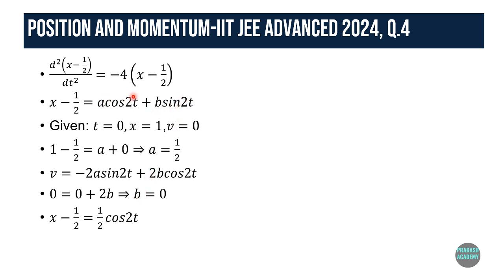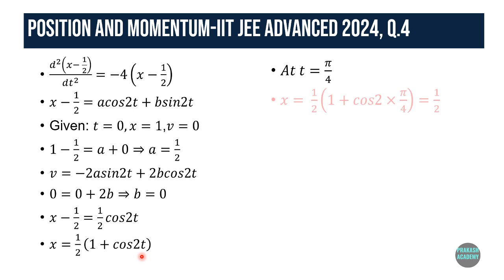So this is the only solution: x minus 1 by 2 equals 1 by 2 cos 2t, or taking 1 by 2 to this side, x equals 1 by 2 times 1 plus cos 2t. We have to find this at t equals pi by 4. So let's plug in t equals pi by 4. This will be 1 by 2 times 1 plus cos 2 pi by 4, that is pi by 2, because the 2 will cancel. Cos pi by 2 is 0, so x equals 1 by 2.